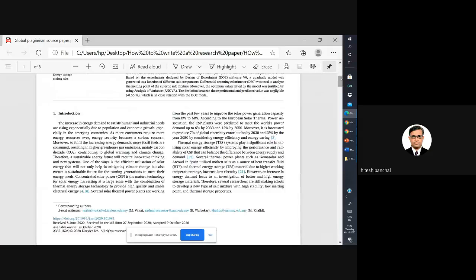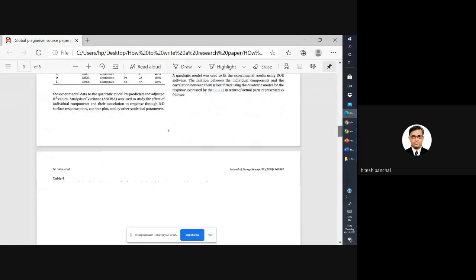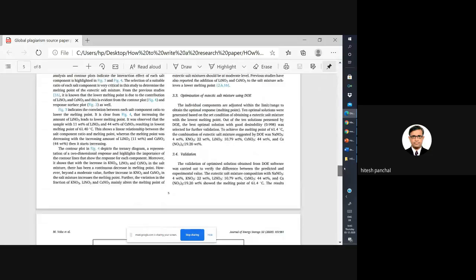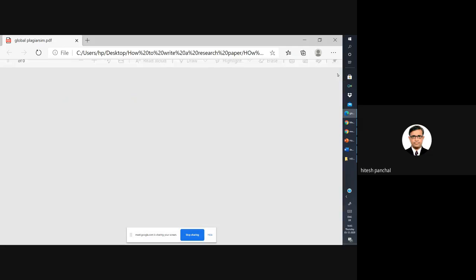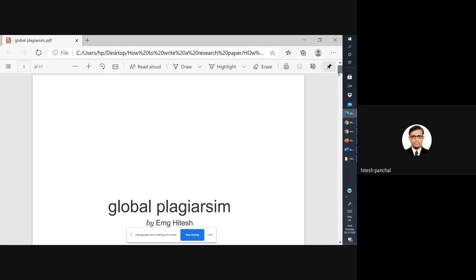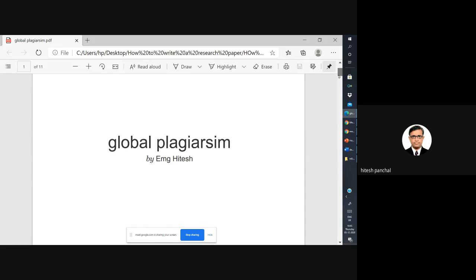So if this article is published by the elsewhere group, and you use the same work, the same line, the same sentence, and you submit your article in the Turnitin software, what will happen? You will get such a report. Here, this is a report of the Turnitin software.